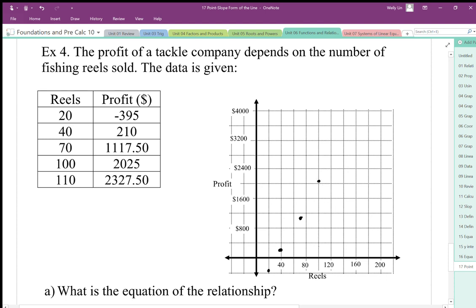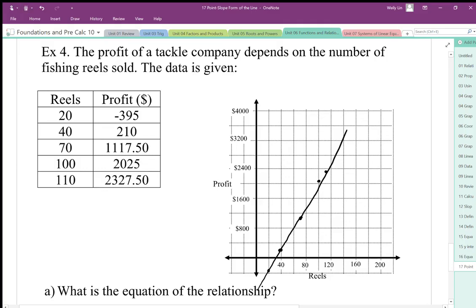And 110 reels is going to be just shy of 2,400. Okay, so it should line up. There we go. I did a pretty good job. It looks like it's going to line up. So there it is. There's my relationship.